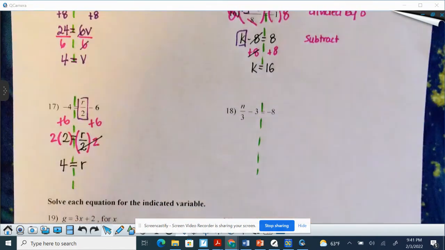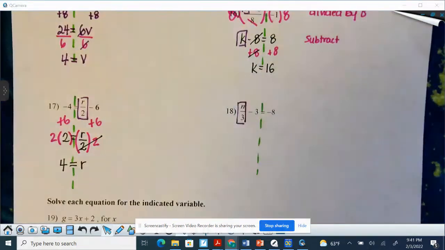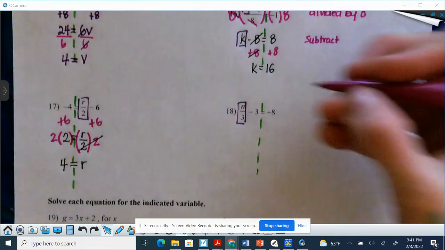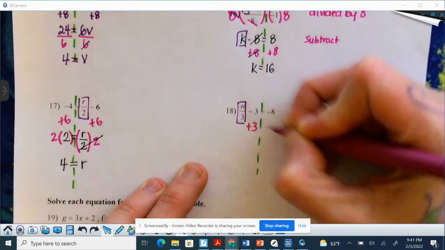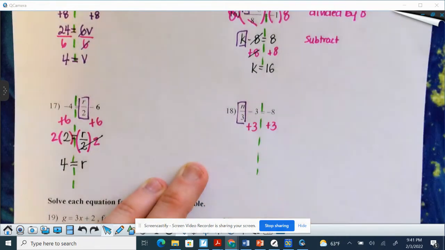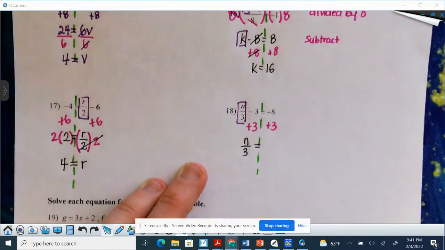All right. We got a little mess fraction over here with some other basic stuff going on the outside. So we have to take care of that basic stuff first. That is a minus 3. The inverse of subtraction is addition. So we're going to add 3 to both sides. So we have n over 3. And then negative 8 plus 3.